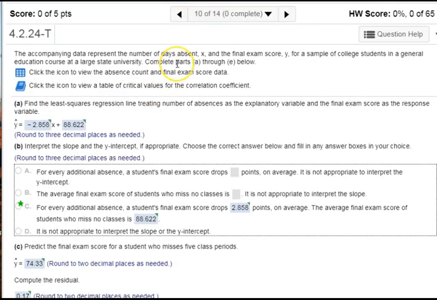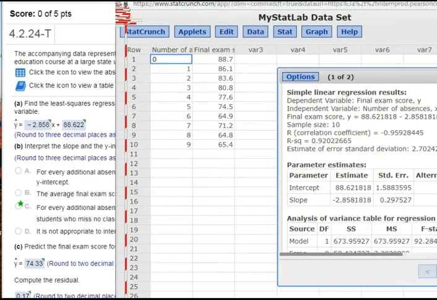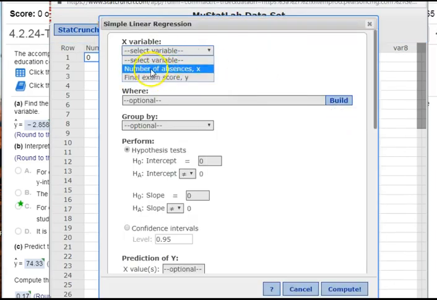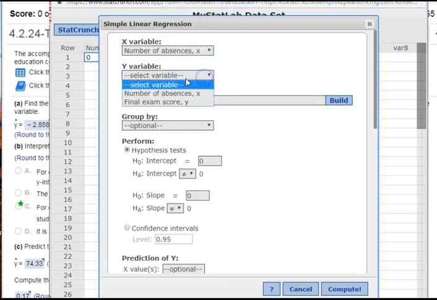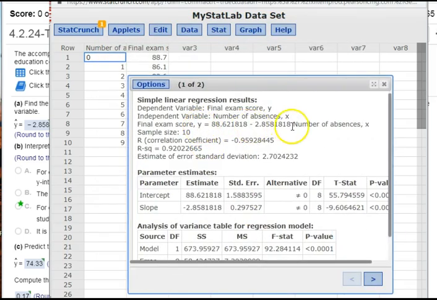In number 10, we have data about the number of days someone missed from a class and their final exam score. So we want to open that data in StatCrunch and find the simple linear regression: Stat, Regression, Simple Linear. We're trying to use the number of absences to predict our response variable, the final exam scores. So we hit compute and we get our least squares regression line. We also have a really high correlation coefficient, so we're good to go here, assuming there's a linear correlation.